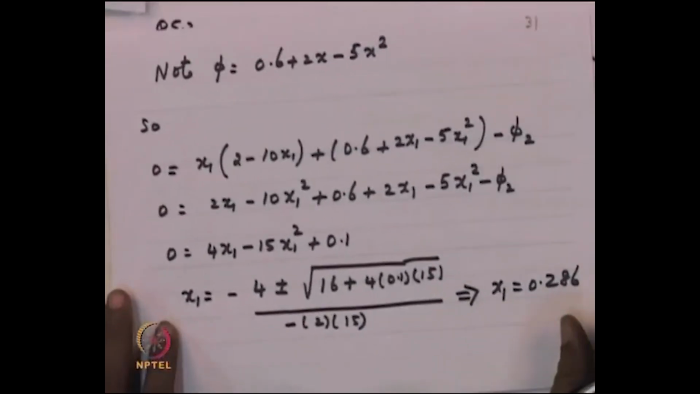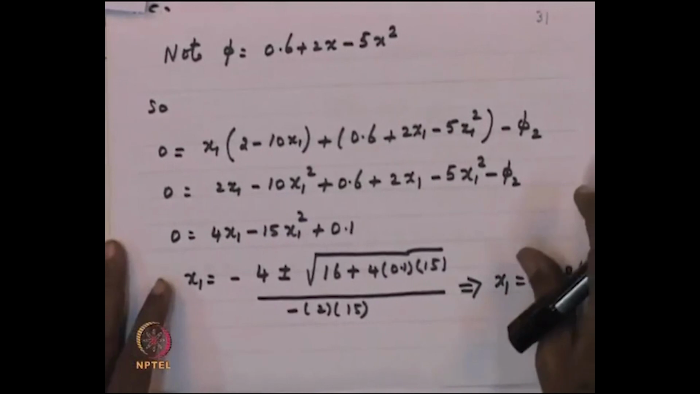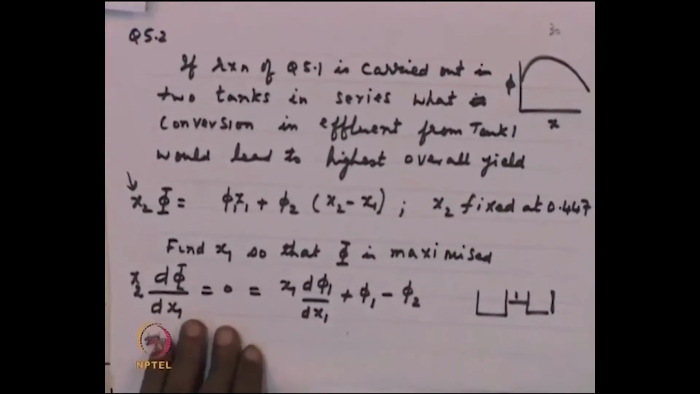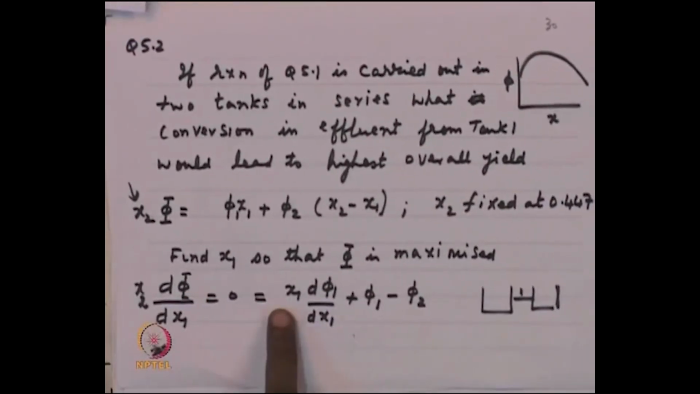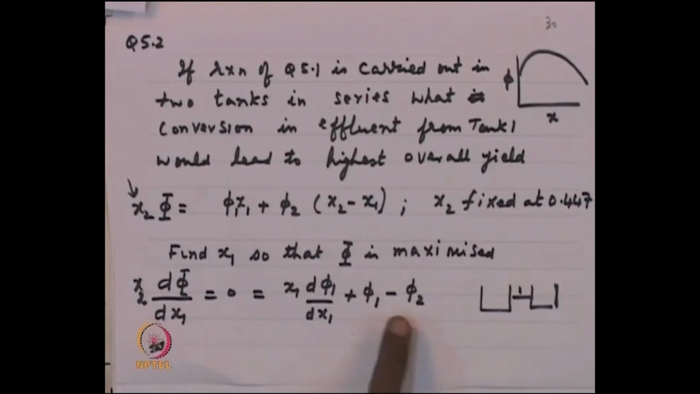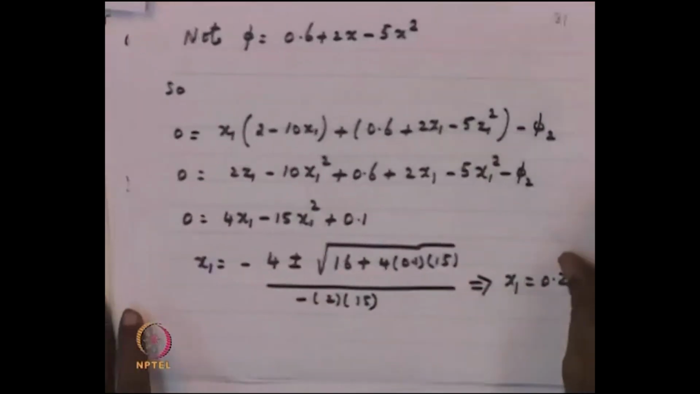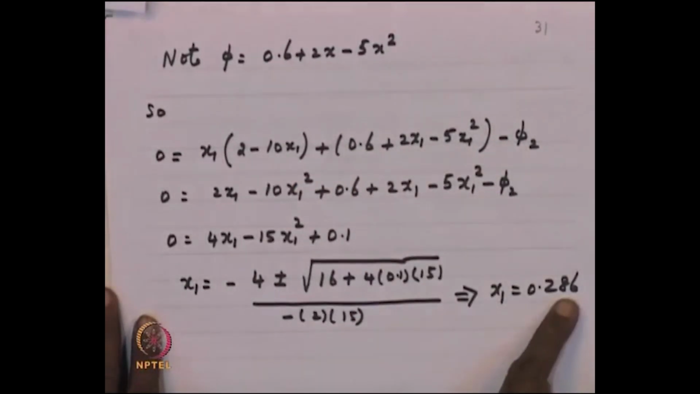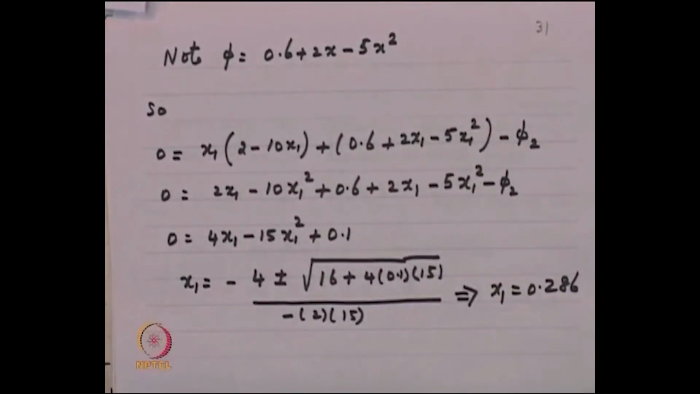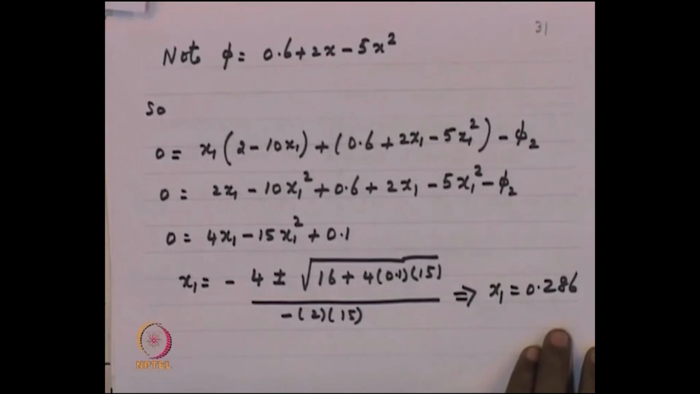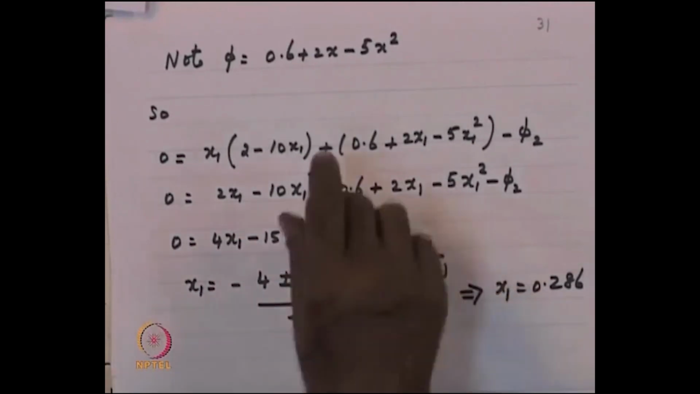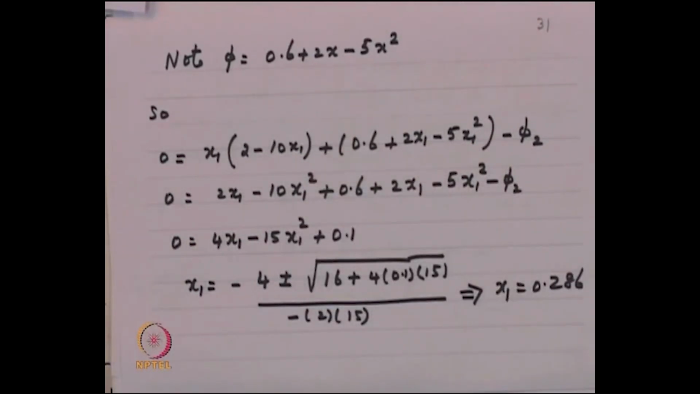I get a value of 0.286, please tell me whether this is correct. I have done this: d phi by d x 1 equal to 0, which is x 1 d phi 1 by d x 1 plus phi 1 minus phi 2. I have put in the value for d phi 1 by d x 1 and all the numbers, and this is the result I get. Please tell me whether it is correct. This differentiation is all that you have to do. See what I have done.